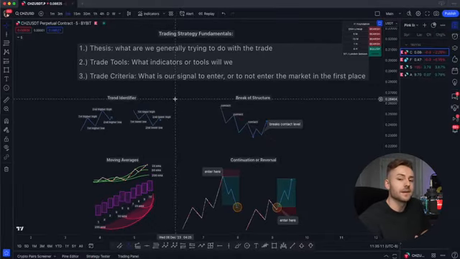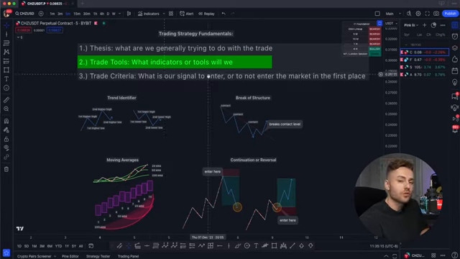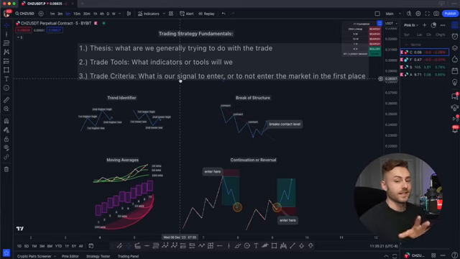Okay, the second thing that we need to pay attention to are our trade tools. So what indicators do we need on our chart, and what tools do we need to be able to quantify our entry, exits, and the overall position? Okay, we're gonna get into some tools in a second.